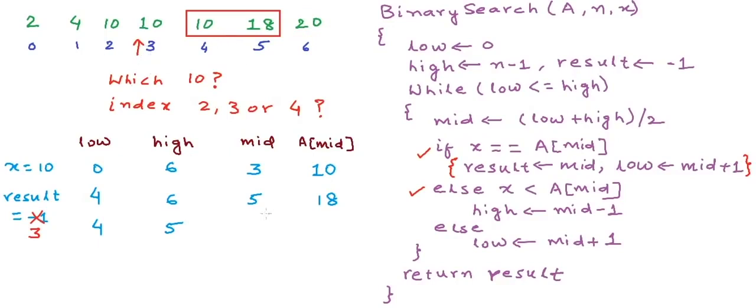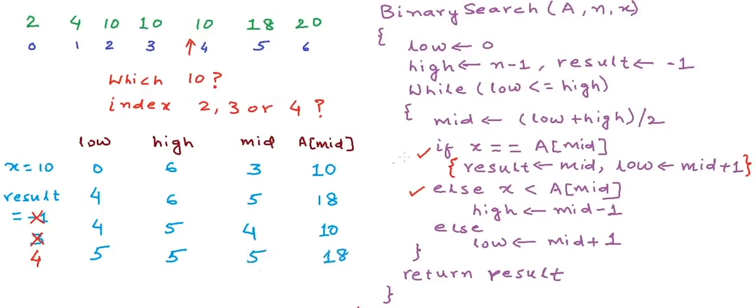Now mid would be 5 plus 4 upon 2, and if we take only the integral part then it is 4. A mid would be 10. So once again we come to the condition when x is equal to a mid. So we modify result to the new index 4, and we modify low to mid plus 1. So low becomes 5, high becomes 5. So far the highest index of 10 that we have found is 4, and our search window is now only index 5. So mid would also be 5 and a mid would be 18.